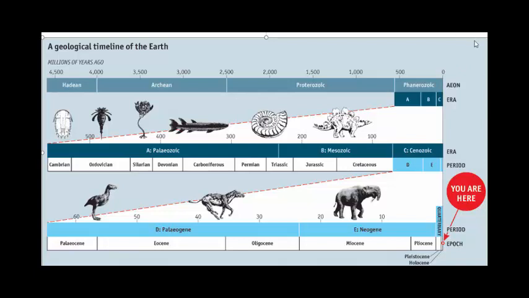All right, that's all I want to talk about in this geological timeline. Now we'll have a quick question.